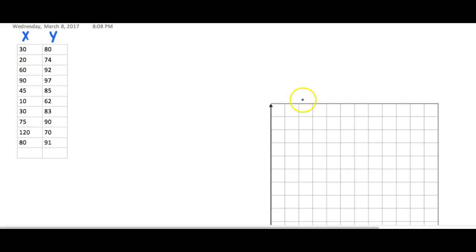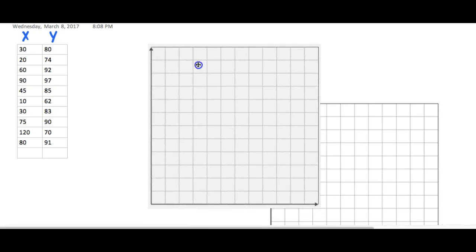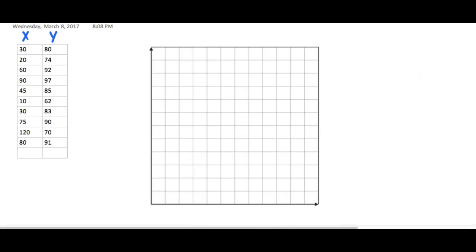Now let's grab our graph, okay? So here's our graph. On my x-axis, I want you to notice this. I'm going to write out that this is the study time because it told us that this was the x. Study time in minutes. Remember, this is just one of the things that you need. On our y-axis, we're going to say test score.